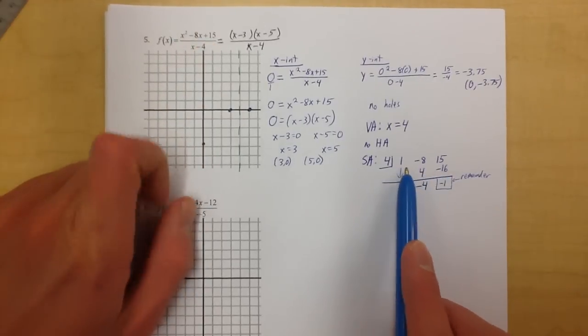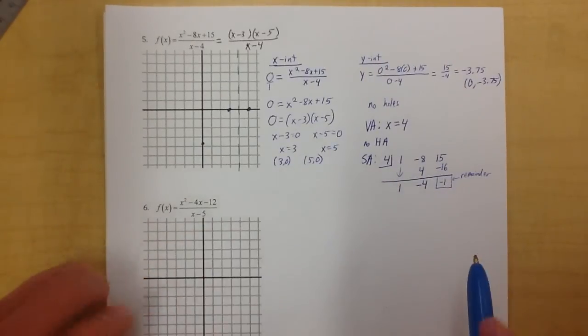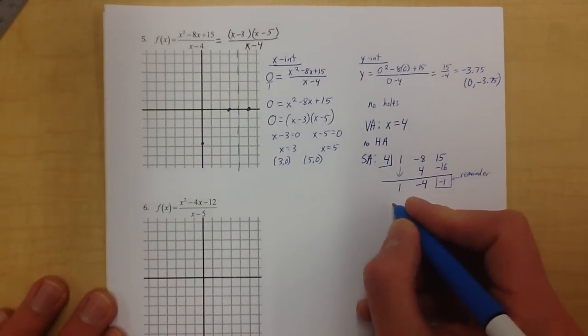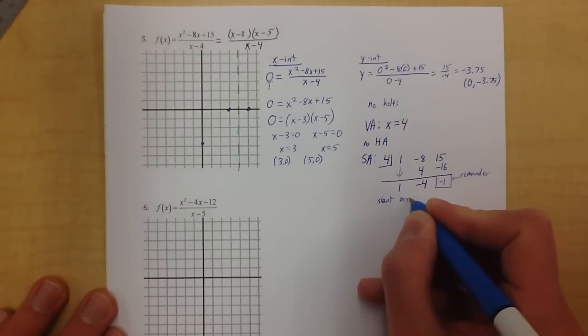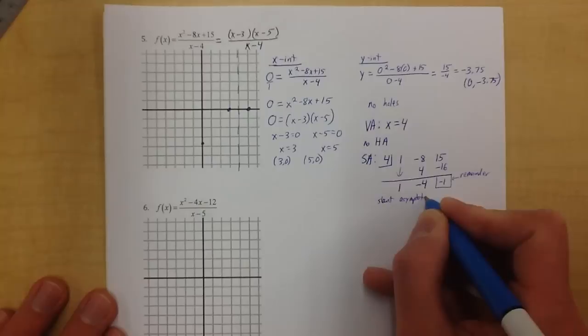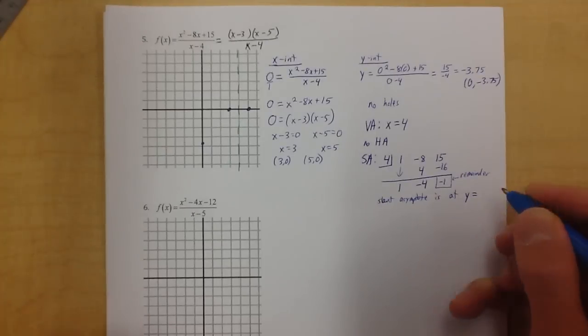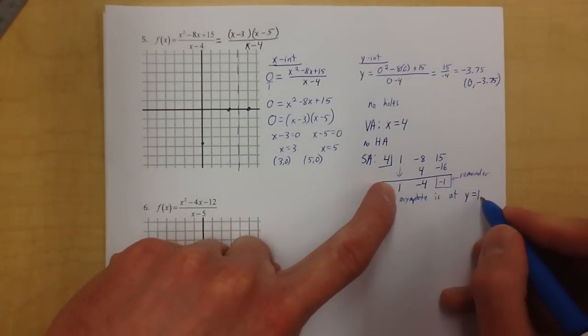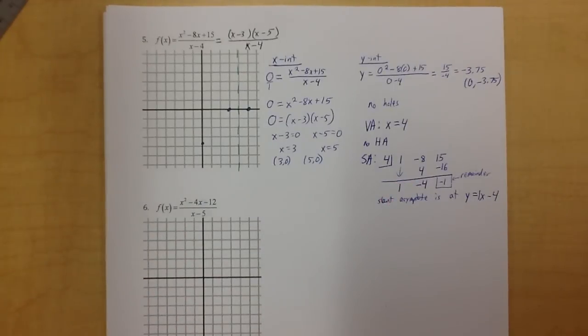1, -8, 15. Bring it down. Multiply, put it there, add. Multiply, put it there, add. Here's your answer. My slant asymptote is at y equals, check this out, 1x minus 4. What about the remainder? Don't worry about the remainder. In this case, you do not worry about the remainder.